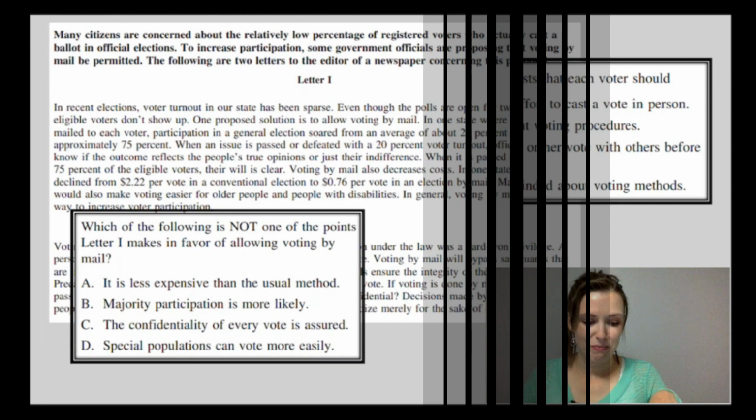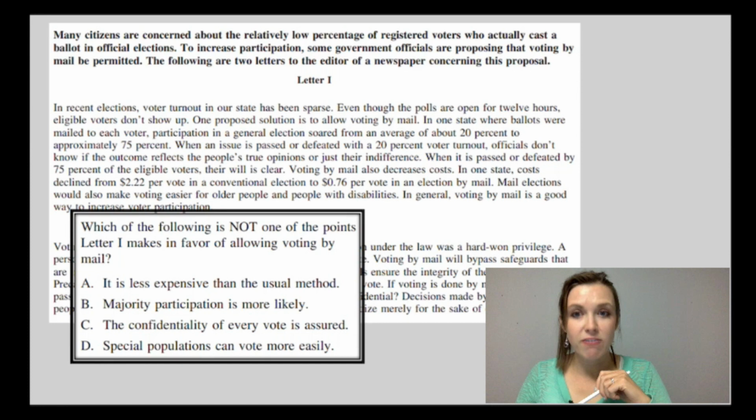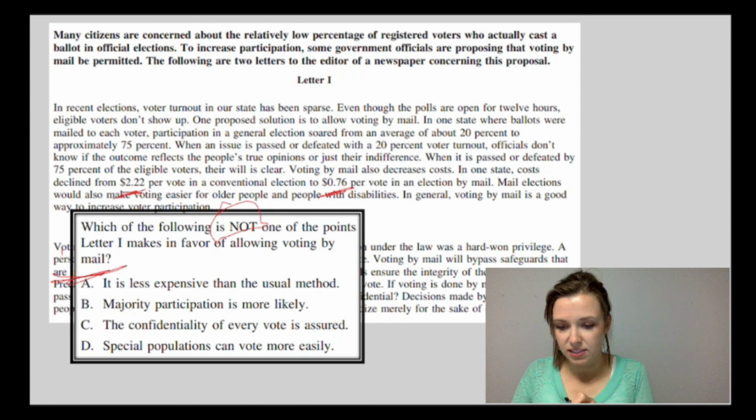Which of the following is not one of the points letter one makes in favor of allowing voting by mail? It is less expensive. Okay, so we're looking here again for not. It talked about how it's less expensive, right? It's significantly, look, $2.22 versus 76 cents, significantly less expensive. The majority participation is more likely. Look at that, 75%. Yes, so that's not it.